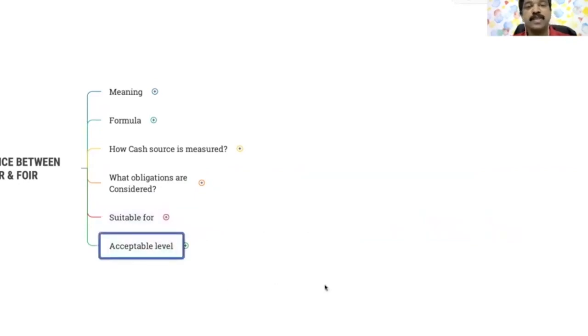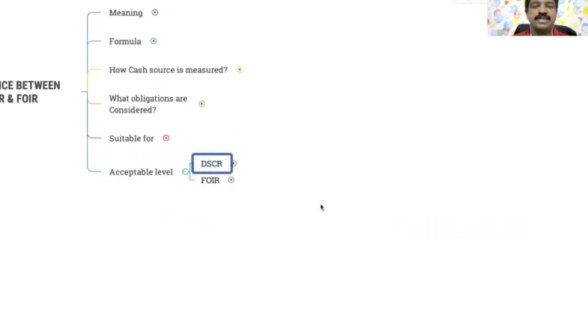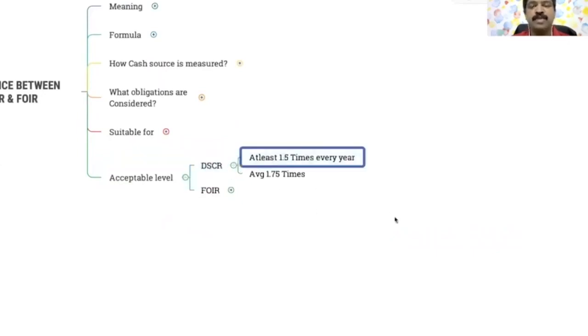And what is the minimum acceptable level? If you take DSCR, the minimum acceptable DSCR for each and every year throughout the loan tenor will be like 1.5 times every year. Of course, it could vary bank to bank depending upon the bank's risk perception. A conservative bank will say something like 1.5 times, whereas the banks which are ready to take a little bit of risk, they'll go even up to one time.